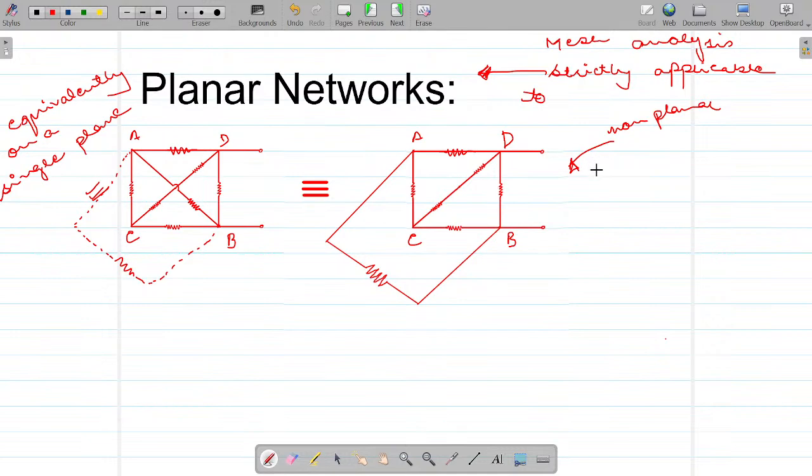When you can draw an equivalent circuit on a single plane, then in such cases mesh analysis would apply. Otherwise mesh analysis is not applicable to such circuits. Am I clear?